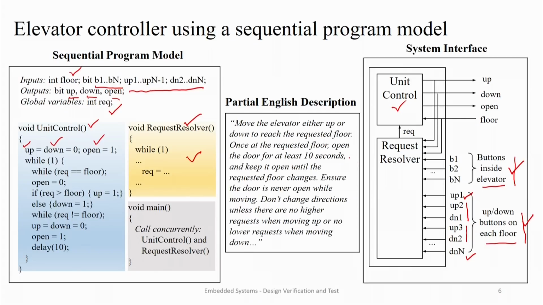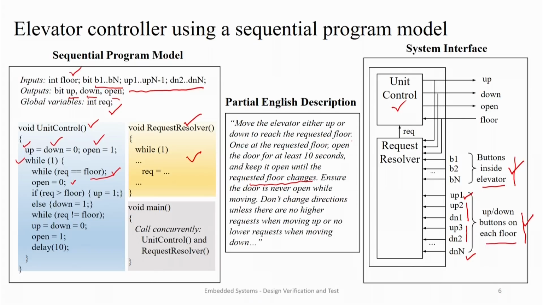Move the elevator either up or down to reach the requested floor. Once at the requested floor, open the door for at least 10 seconds and keep the door open until the requested floor changes. So, till the time the requested floor is equal to the current floor, it will just stay on that floor and keep the door open. Now, after that it will move into an infinite loop while the requested floor still remains the same as the current floor. It will just wait in a loop. Then open equals 0.